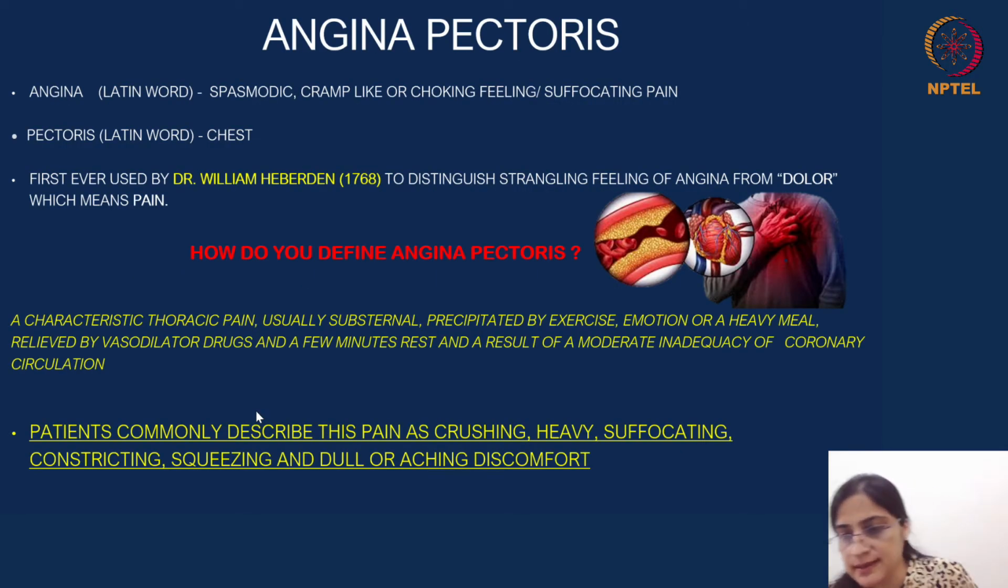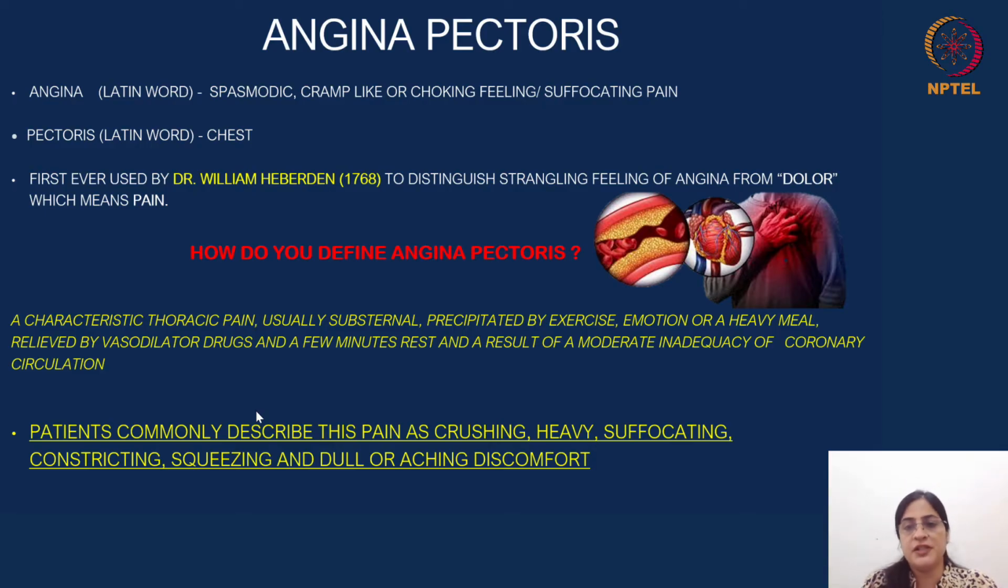So after discussing the predisposing factors, let's come to angina pectoris, which is the most common ischemic heart disease. Angina and pectoris both are Latin words. Angina means a spasmodic, cramp-like or choking feeling, or a suffocating kind of pain, while pectoris means chest. This term was first used by Dr. William Heberden to distinguish the strangling feeling of angina from dolor, which means pain.